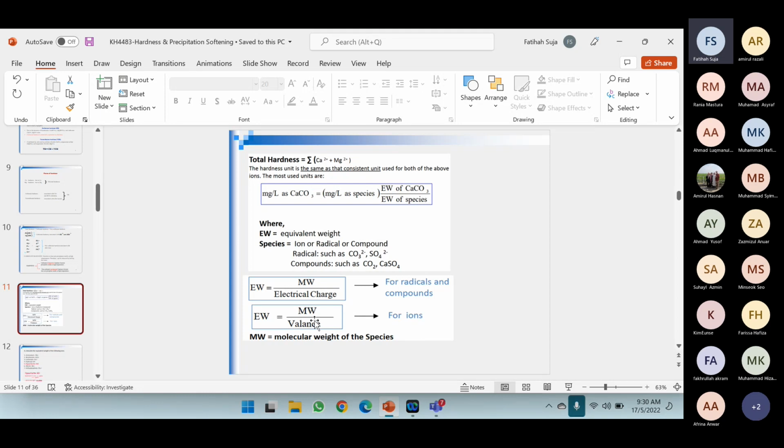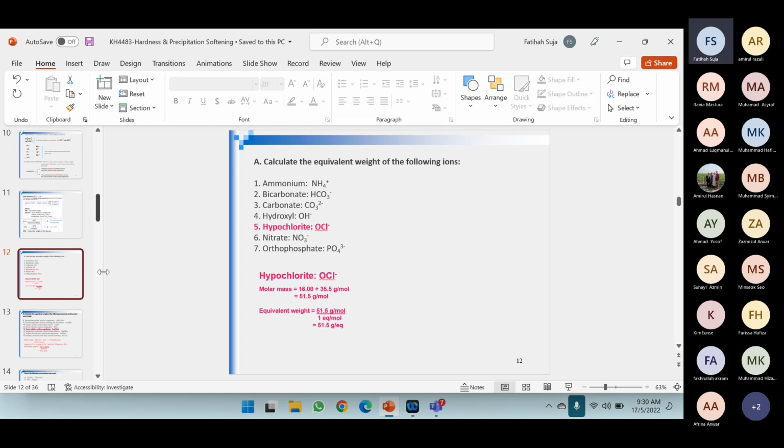Okay, if you have ions, let's say you have H plus. So the molecular weight is 1, the valence is 1. Okay, that one is for ions. The electrical charge or the valence is used to determine the equivalent weight. That is the molecular weight of the species. Okay, so this is one of the examples.